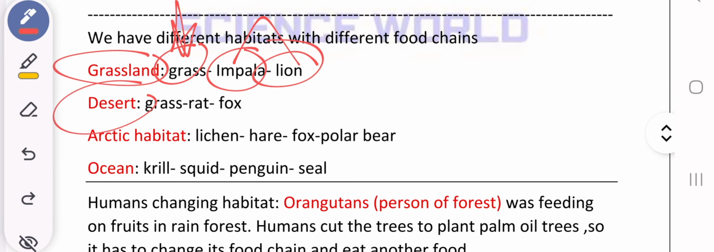Now let's travel to the desert. We can find grass also. The rat can eat the grass, and the fox will eat the rat.